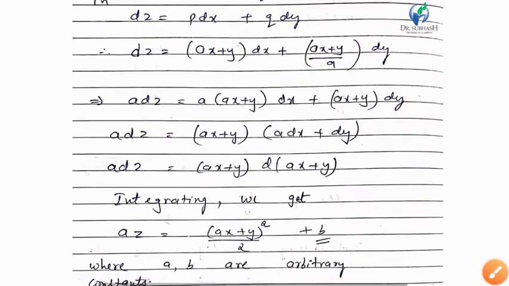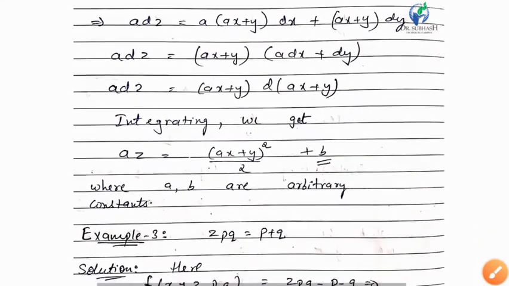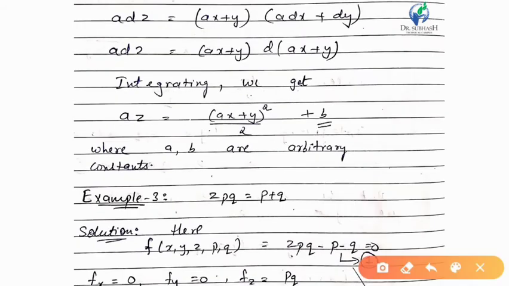Okay. Now we can simply integrate this. Integration of a dz is az. Integration of this whole term will become (ax plus y) whole square by 2, and taking some constant b. So this is the equation which is independent of p and q and which is also a required solution for the given differential equation.